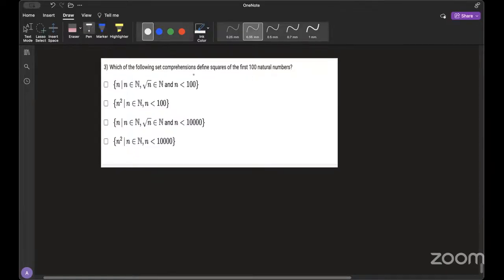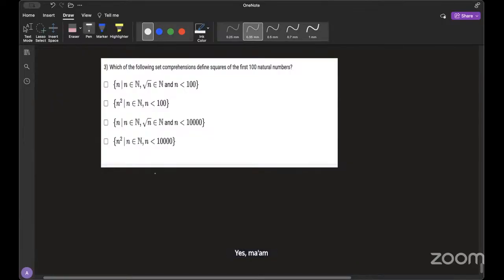The question is set comprehension, defining squares of the first 100 natural numbers. So you have a set where you want the squares of the first 100 natural numbers. Has this been discussed already in the summary session? Okay, ma'am. But please explain the fourth option. Yes, ma'am.